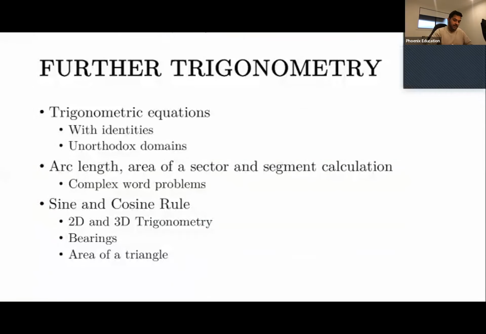So we've got trig equations. You can also be asked identities, trig equations with identities, although that's not as common at the unit level. You could have unorthodox domains, so rather than being between 0 and 2 pi or 0 and 360, it could be between, say, negative 180 and positive 180. You can also be asked arc length and area of a sector and segment calculation questions. We'll be looking at a lot of these types of questions in today's session, because these are the ones that I feel are glossed over, but appear in harder styles of questions in your exams.